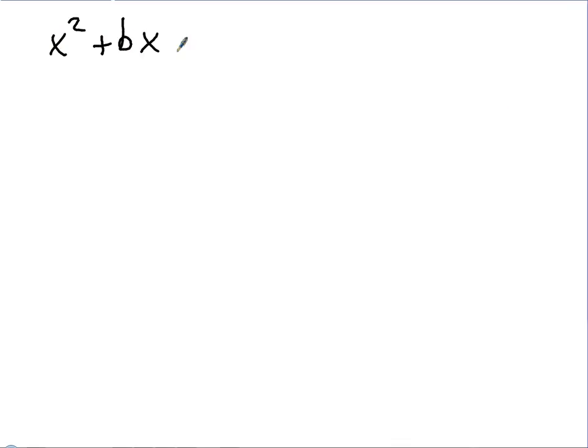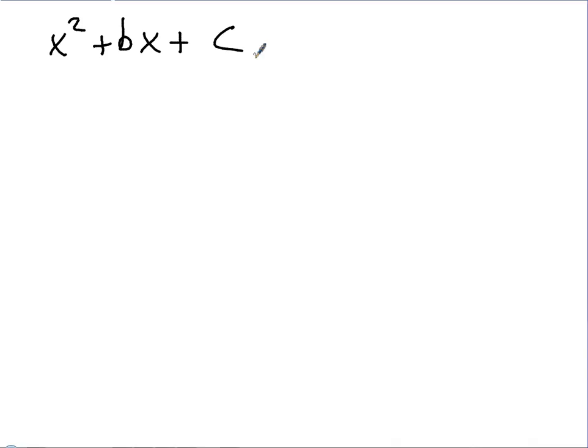Okay, so how do we factor these things? Now we're going to do quadratic trinomials. If we've got these quadratic trinomials, 3 terms, the ones that we're going to look at are always going to have this form: x squared plus bx plus c, where b and c are just numbers. It could be positive, could be negative.